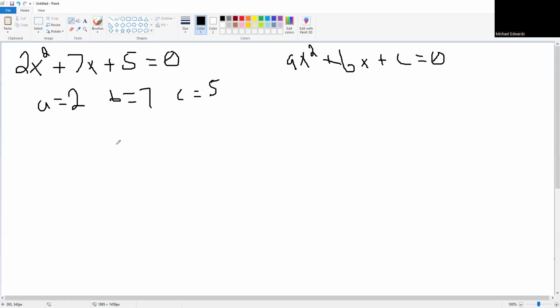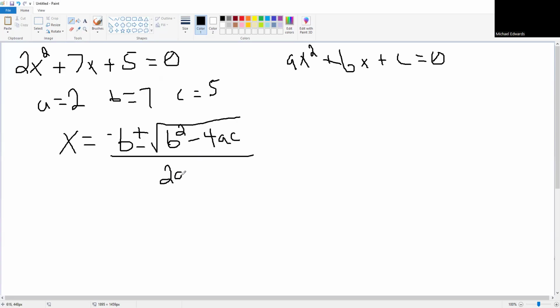Now, we take our quadratic formula, which is x equals negative b plus or minus the square root of b squared minus 4ac over 2a. Excuse me, and plug in our numbers. Well, okay, let's plug in our numbers here. It should be fun.